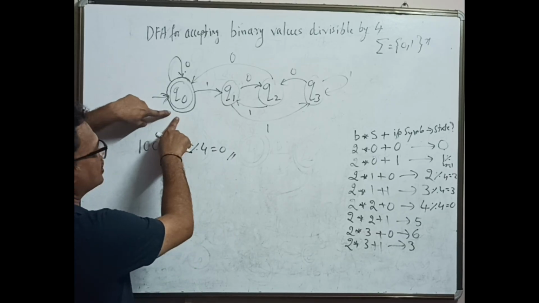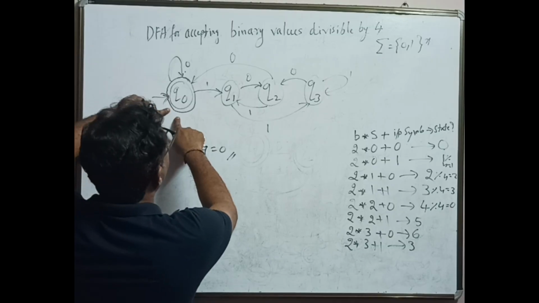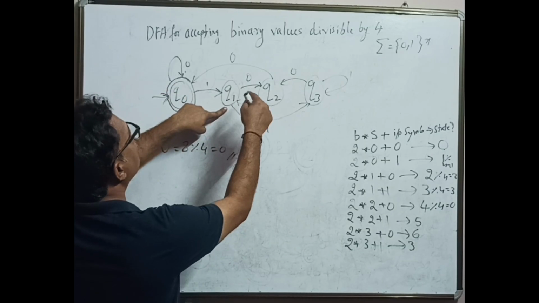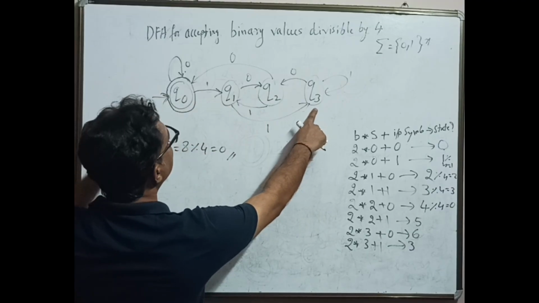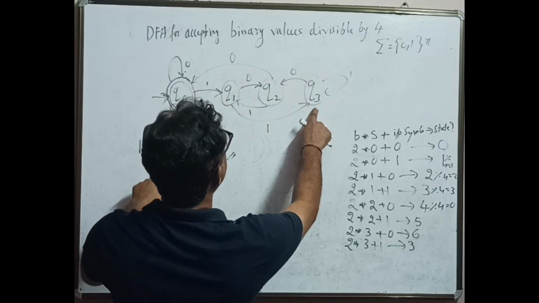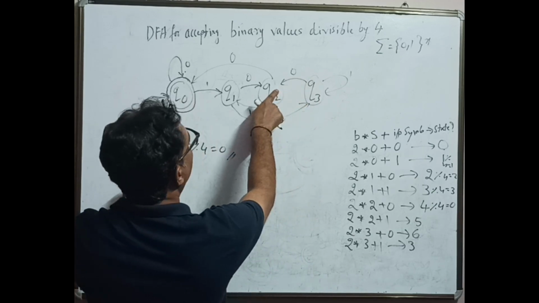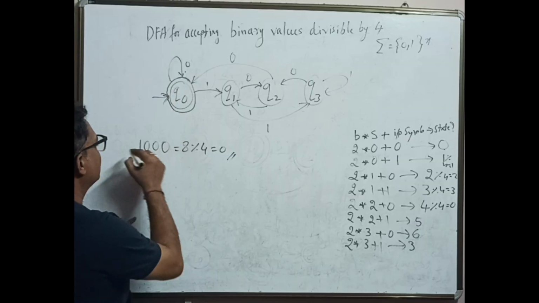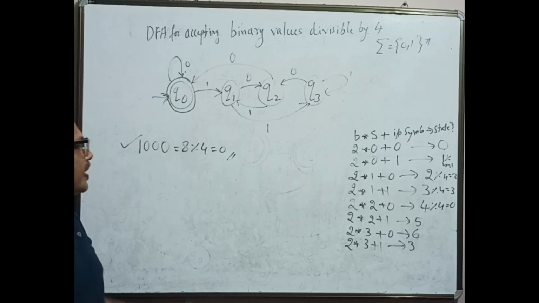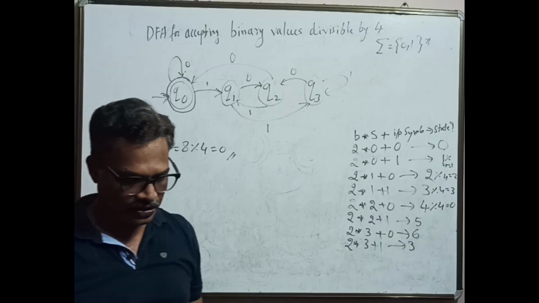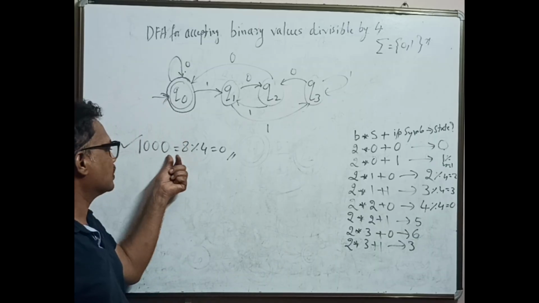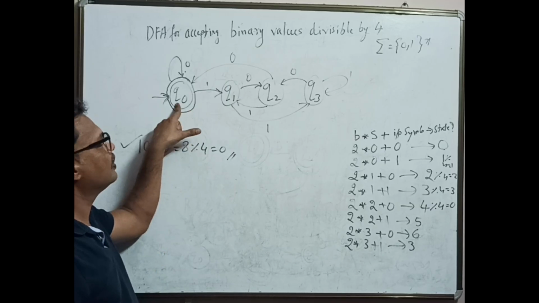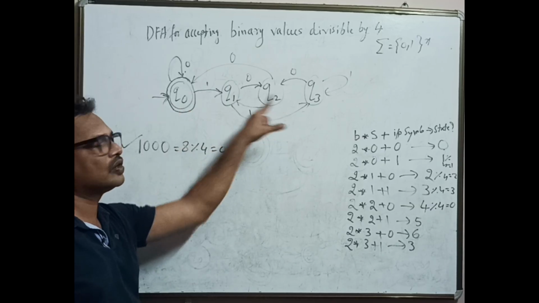Now, let us start from the starting state. Upon reading 1, it goes to Q1. Upon reading 1, it goes to Q3. Upon reading 0, it goes to Q2. Upon reading 0, it goes to Q0. So Q0 is the final state. That means this string is accepted. Whenever the DFA completes its operation, in the sense it reads all the symbols, if it is accepted, then the DFA should be in a final state. It should not be in any of the normal states.